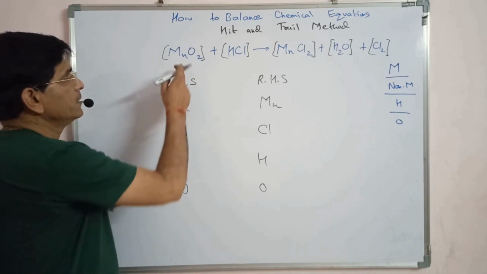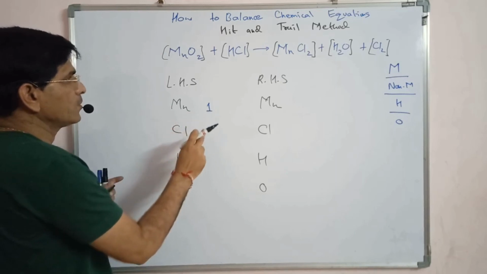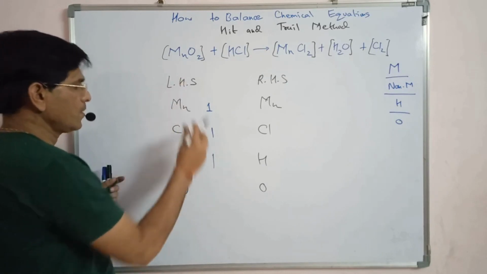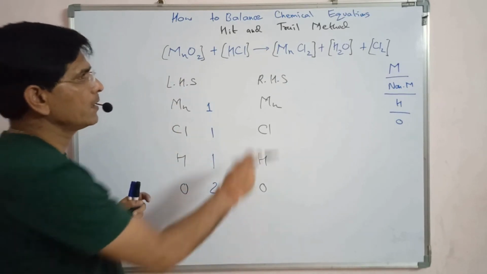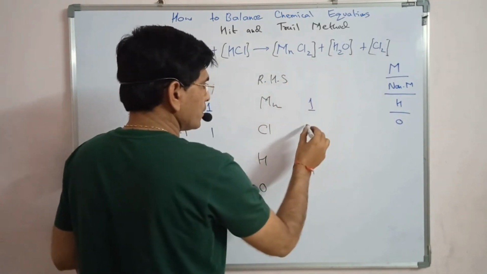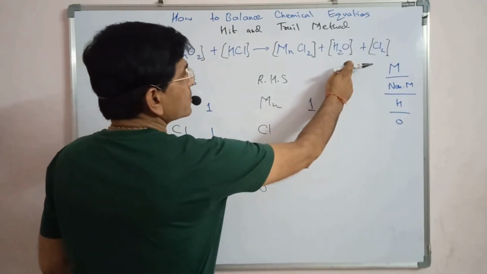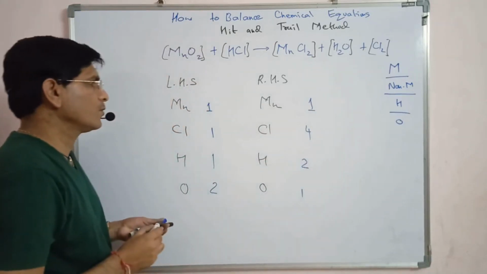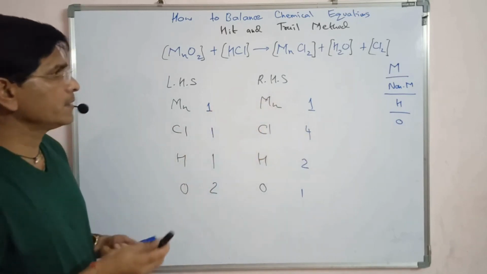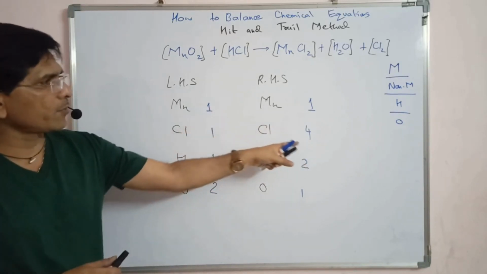So magnesium, it's manganese, not magnesium. Chlorine is 1, hydrogen is 1, oxygen is 2. Again on the other side, Mn 1, chlorine 2 and 2, 4, hydrogen 2 and oxygen 1. So already the metal is balanced. Now for non-metal, here 4 chlorine is there. So in the reactant it is 1 chlorine, sorry, in the product 4 chlorine is there.